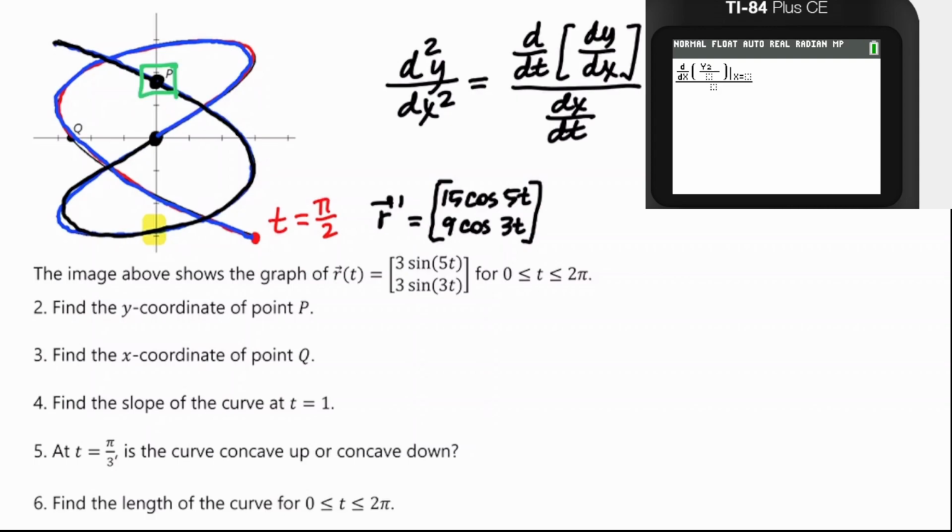y prime was in y2, x prime was in y1, at the point where the input is pi over 3, and then we're going to divide by dx dt at pi over 3, so I will call again for y1 and plug in pi divided by 3. See, that was a lot just to even type in. And that should give me a value that's positive, concave up. That's what I expected to happen in the first place.